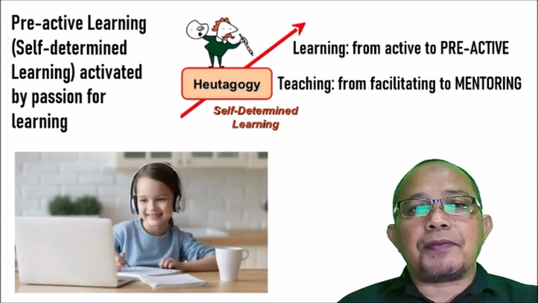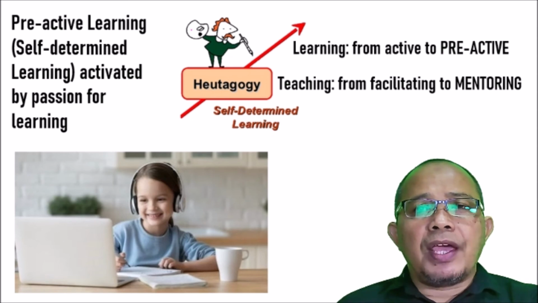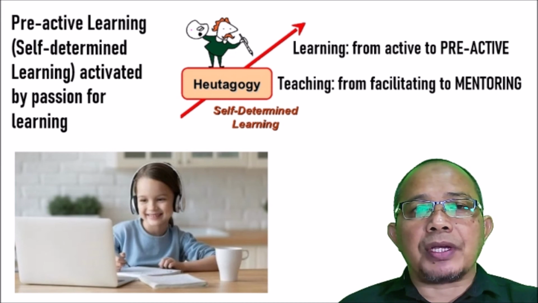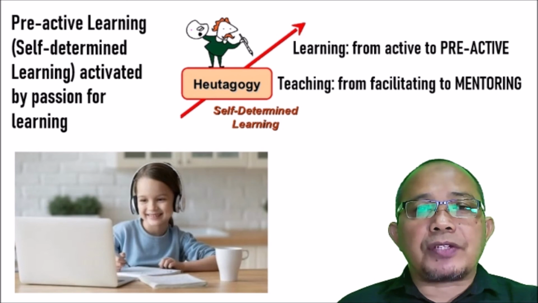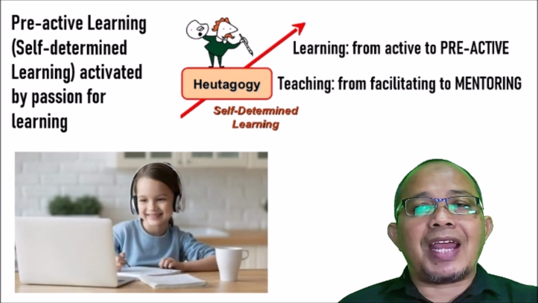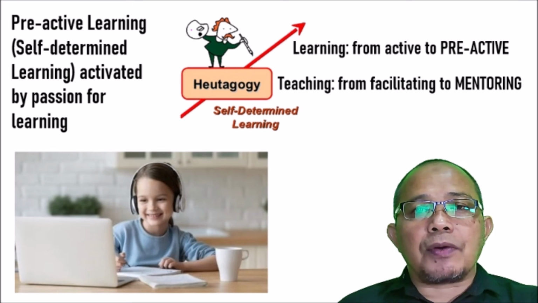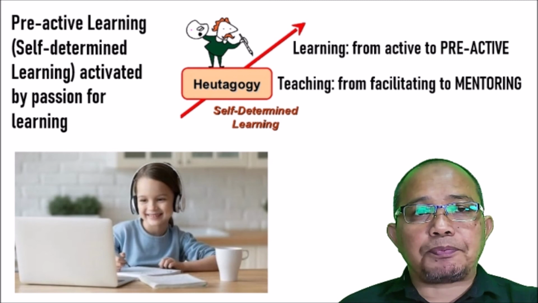Finally, preactive learning or self-determined learning is activated by the passion for learning. It refers to learners' initiation of the learning by planning and establishing their learning goals and objectives, and discovering ways and means to activate the learning and achieving them. Learners formulate their own learning goals, select the content and style of learning, develop their learning strategy, decide on the sources, place, location, time and duration, and the learning outcomes and achievement.